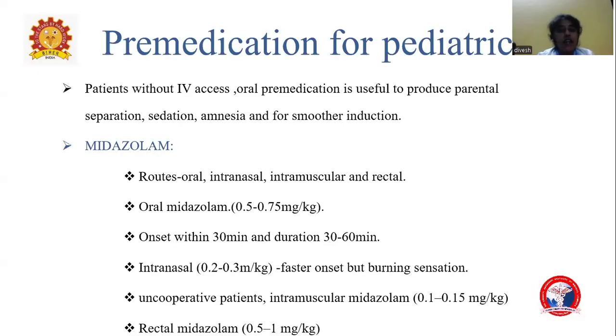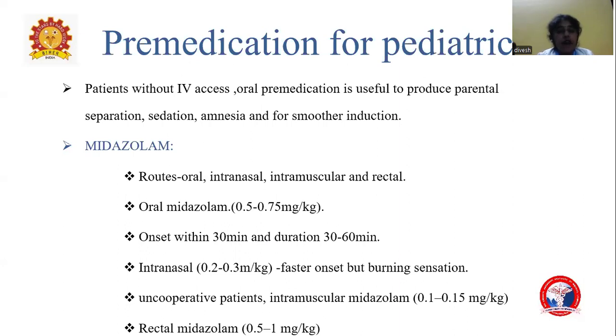Next, we are going to see the pre-medication for pediatric patients. In patients without IV access, oral pre-medication is useful to produce parental separation, sedation, amnesia, and a smoother induction. Midazolam is given by the routes of orally, intranasally, intramuscularly, and rectally. The oral dose of midazolam is 0.5 to 0.75 mg per kg. Onset is within 30 minutes and the duration is 30 to 60 minutes. Intranasally, it's given at a dose of 0.2 to 0.3 mg per kg.